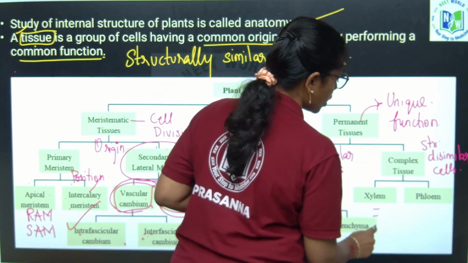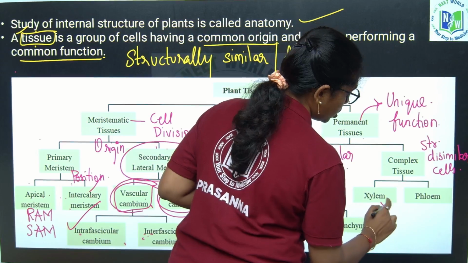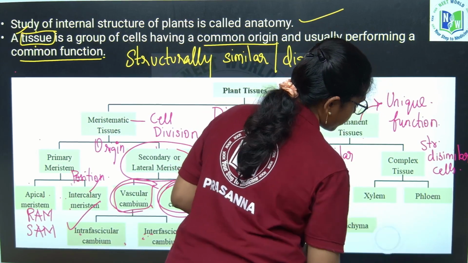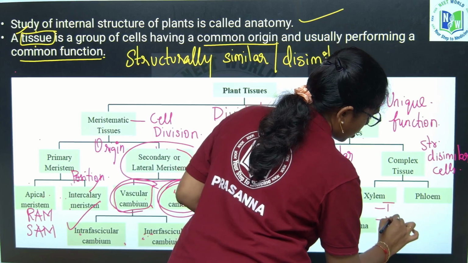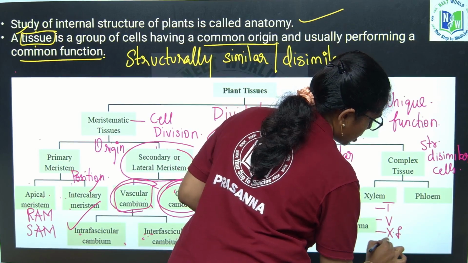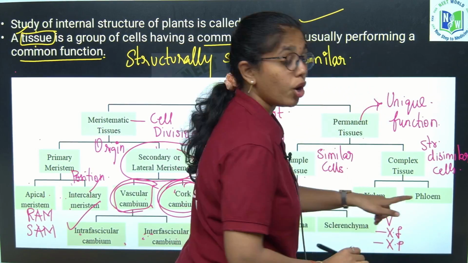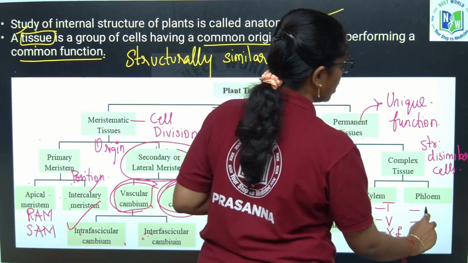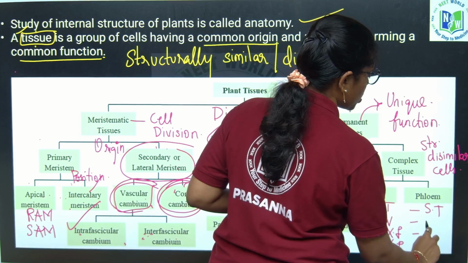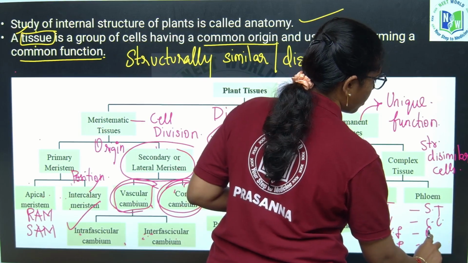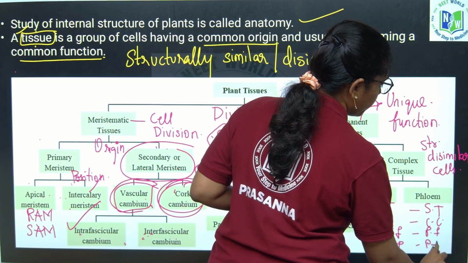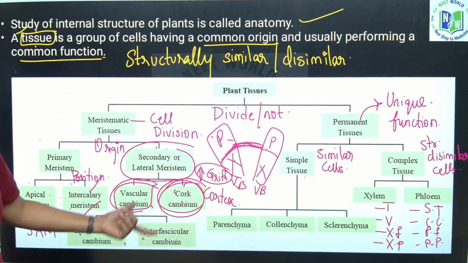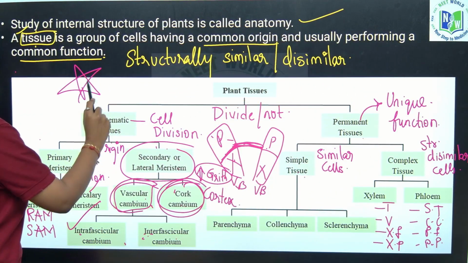Xylem has four tissues in it, which include tracheids, vessels, xylem fibers and xylem parenchyma. Phloem includes four different tissues which are different in their structure as well. Those are sieve tubes, companion cells, phloem fibers and phloem parenchyma. Clear? This is the classification of plant tissues. You have to remember it for sure.